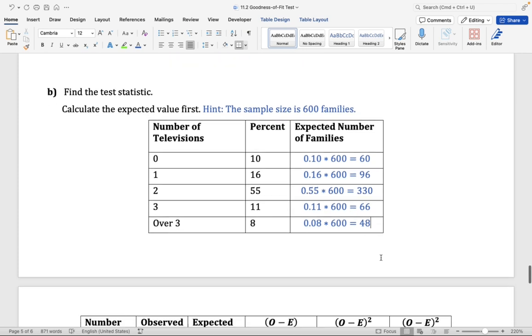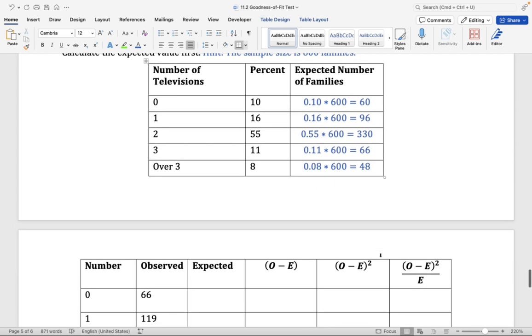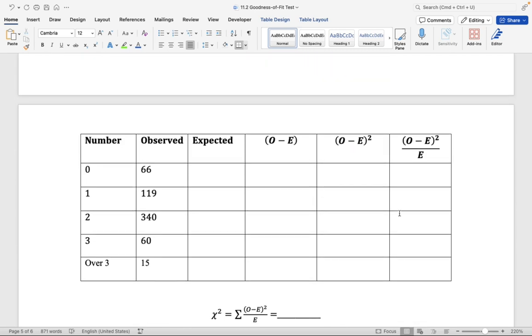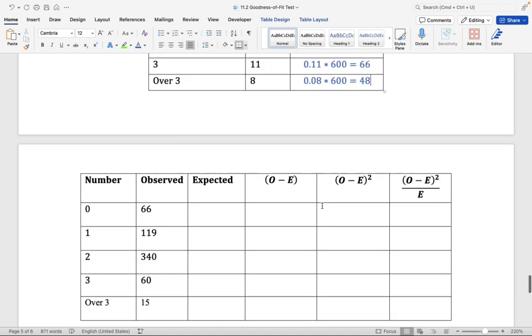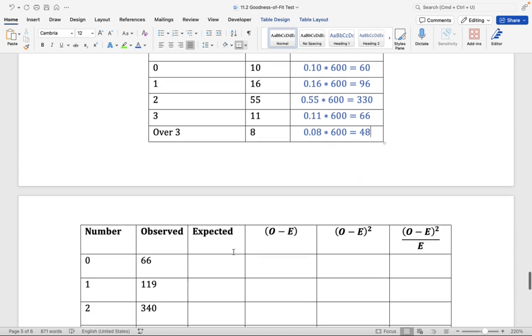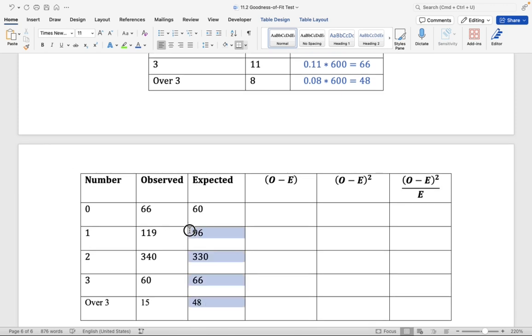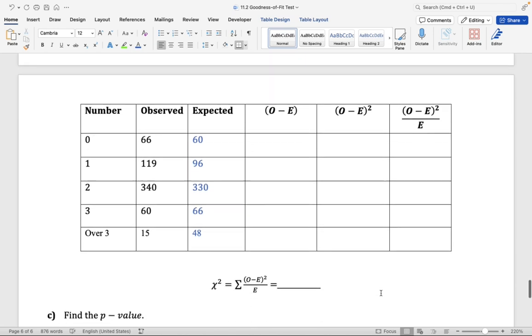I'm going to go down to the table that we have here below. This table is present here to help you calculate O minus E squared divided by E for each of the categories. Now you have the expected values. Okay? And let me just copy the expected values. We have 60, 96, 330, 66, and 48. You have the expected values for each of the categories. I'm going to let you do this on your own.